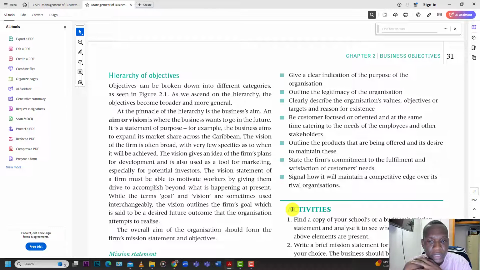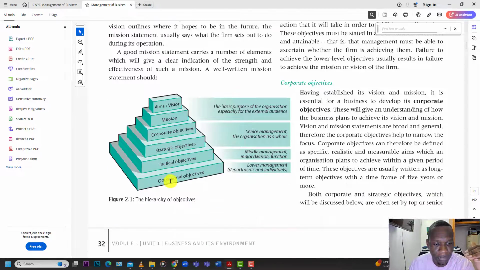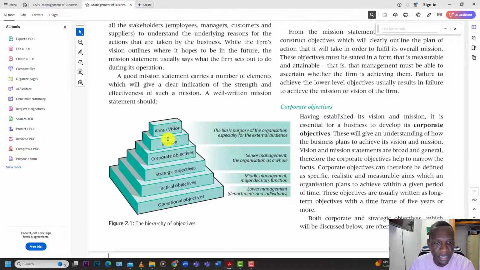Objectives can be broken down into different categories as seen in figure 2.1. We're going to look at that later on. As we ascend the hierarchy, the objectives become broader and more general. Let's look at that right there. Here we go. These are the objectives. They move from more specific to broader ones as it gets higher.